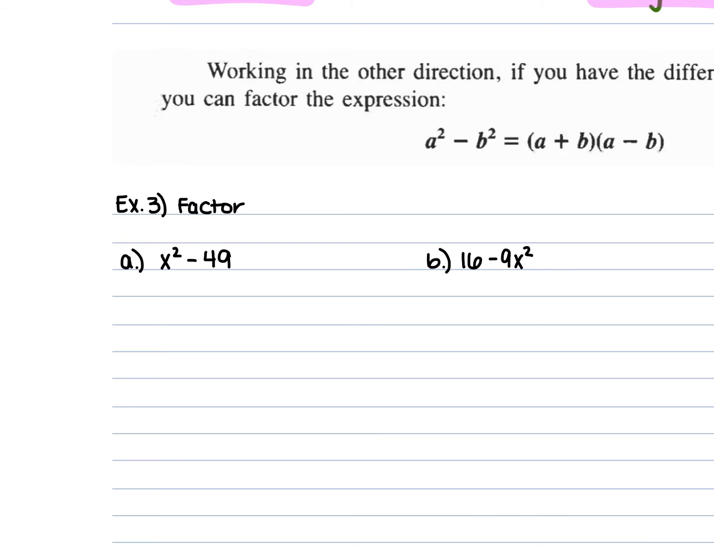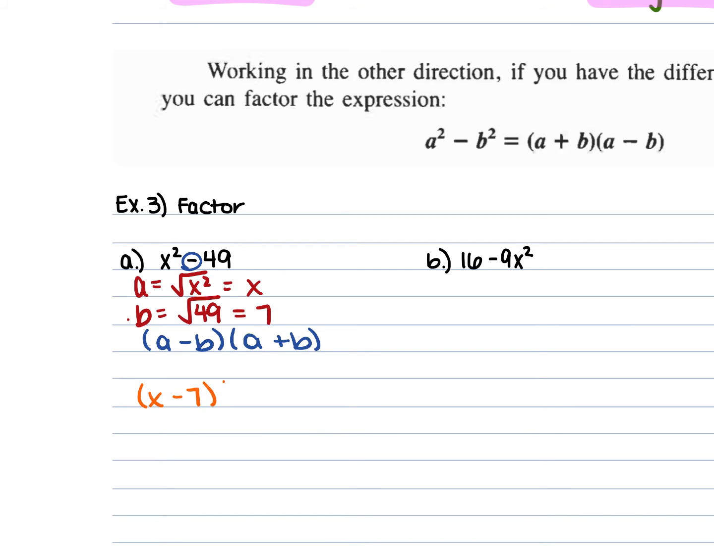For example A, you have x squared minus 49. Your A is going to be the square root of that x squared. Your B is going to be the square root of the 49. The square root of x squared is x. The square root of 49 is 7. Because you can take the square root of both of these terms and they are separated by a negative, you are going to use A minus B times A plus B. So we said A is x, B is 7, so that's x minus 7 times x plus 7.